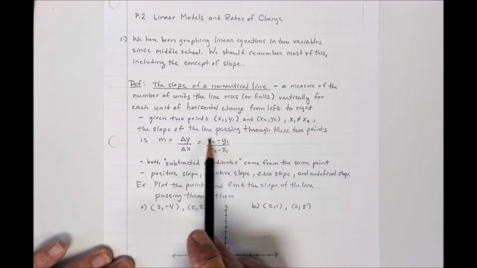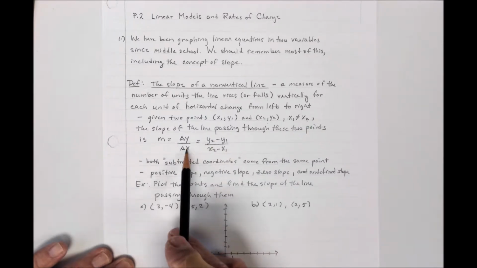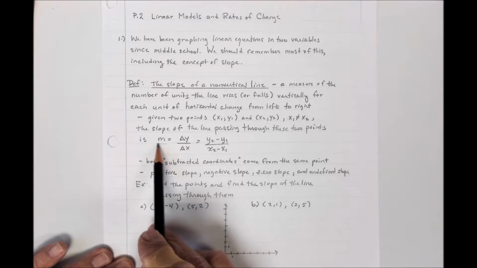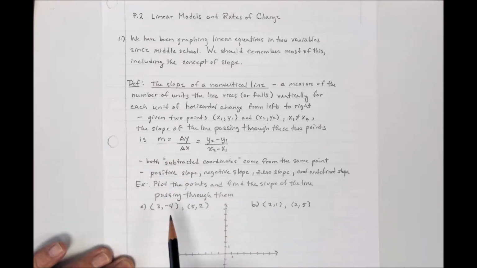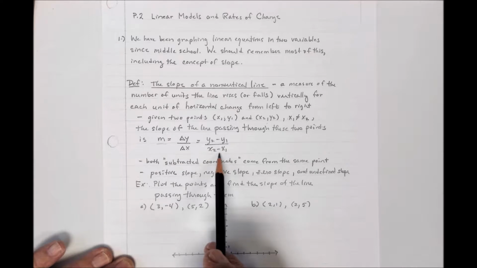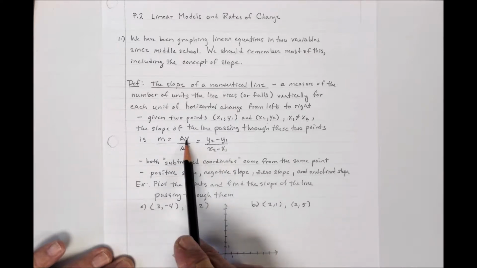The slope of the line that passes through the points is delta y over delta x. We use the lowercase letter m. It comes from a French word, monter, which means to climb, like to climb the slope. And since Descartes was French, it kind of makes sense. It's the difference in the y values over the difference in the x values. That's what delta means: the change in the y's over the change in the x's.